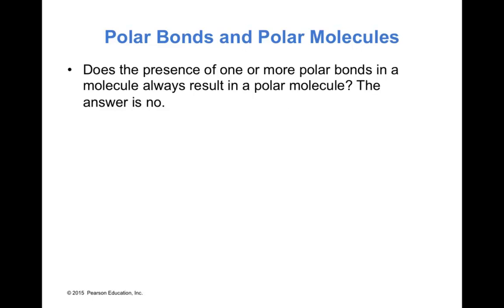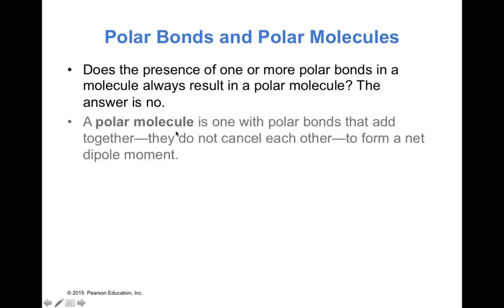So there is an interesting question because we need to classify the molecules as polar or nonpolar. And if we think of a polar molecule, that means that we need polar bonds. Okay, but the question is, if all the molecules that have polar bonds are polar molecules, so does the presence of one or more polar bonds in a molecule always result in a polar molecule? And the answer is no. Okay, a polar molecule is one with polar bonds that add together. They do not cancel each other to form a net dipole moment.